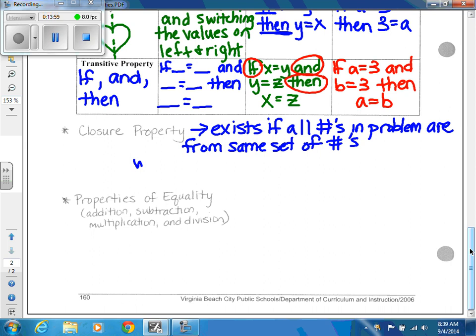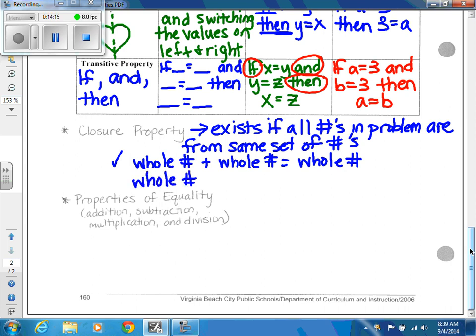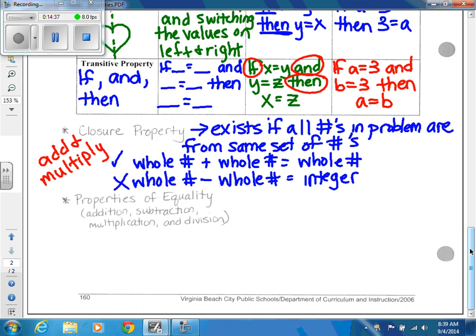So for instance, if you have a whole number and you add another whole number to it, you will still have a whole number. That's an example of closure, so that one works. If you have a whole number and you try to subtract a whole number, you don't always end up with another whole number. Sometimes you get an integer, right? So we say we end up with an integer. This is not an example of closure, so this would not work. The only 2 operations that closure actually exists in are addition and multiplication. You cannot find closure property in any other operation.